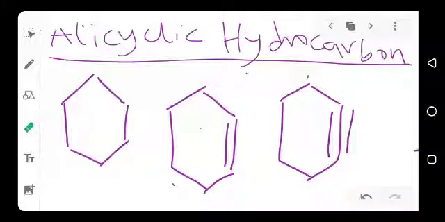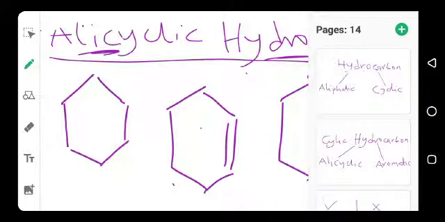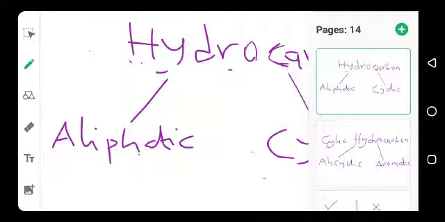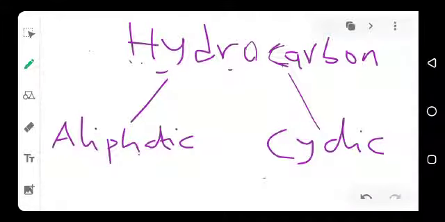Today we are talking about alicyclic hydrocarbons. What is alicyclic hydrocarbon? Now before we talk about that, let me talk about hydrocarbons again. A hydrocarbon is an organic compound that contains only carbon and hydrogen.